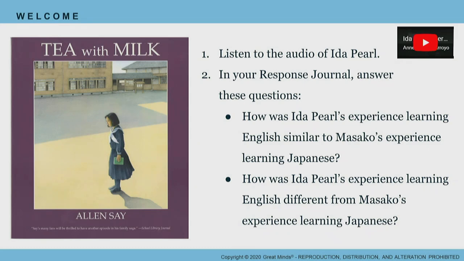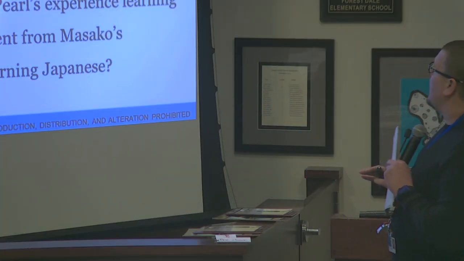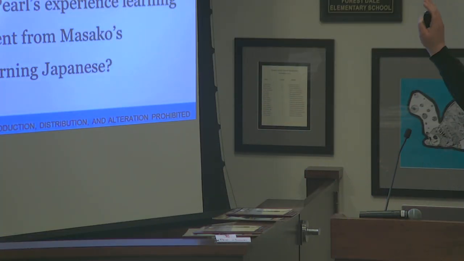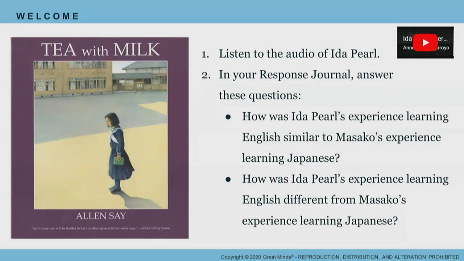So really quickly, I'm going to play this clip. It's only about 55 seconds, okay? And you have the background knowledge of Tea with Milk that you read. We are just going to listen to Ida Pearl. She's an immigrant from Poland who is going to speak about her experience coming here to America. As you're listening, I'd like you to think about how her experience learning English is similar to Masako's experience from Tea with Milk, and how it might be different. We're just going to listen, and then I'll give you some time to think, and then chat at your table real quick. All right?